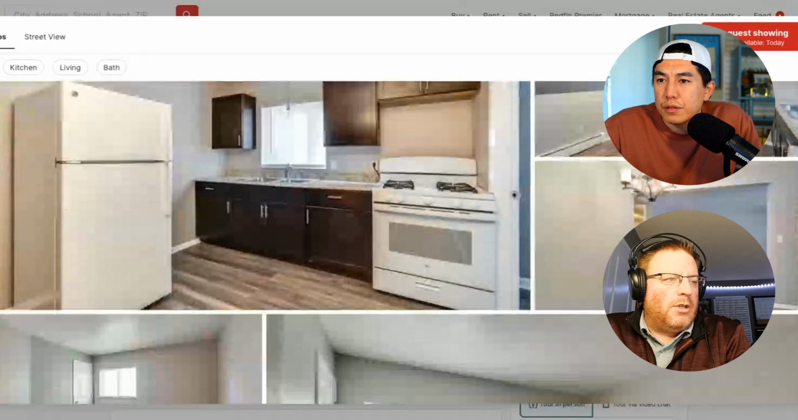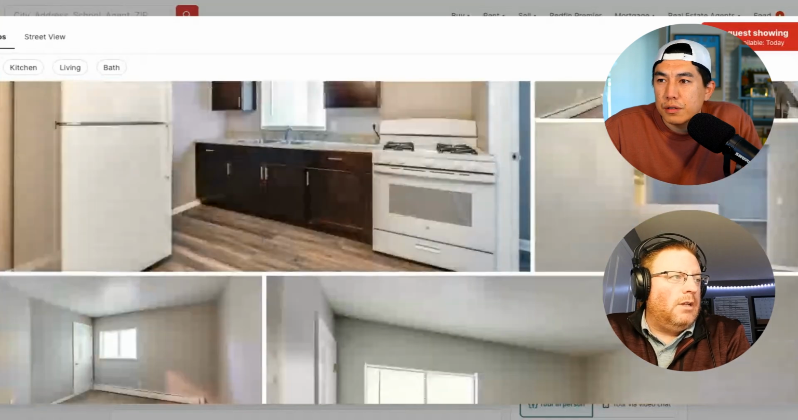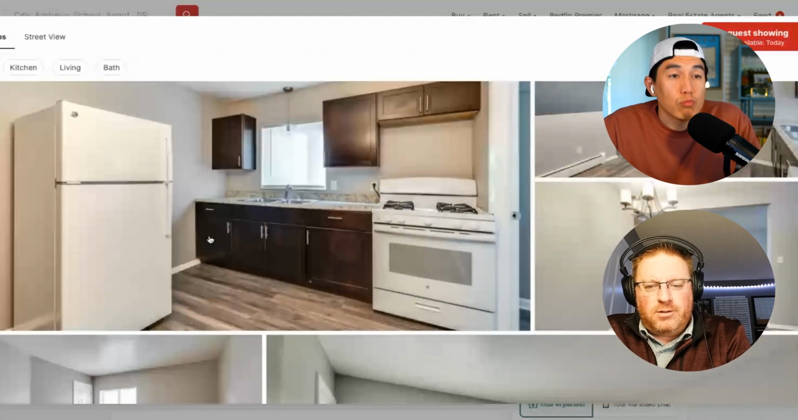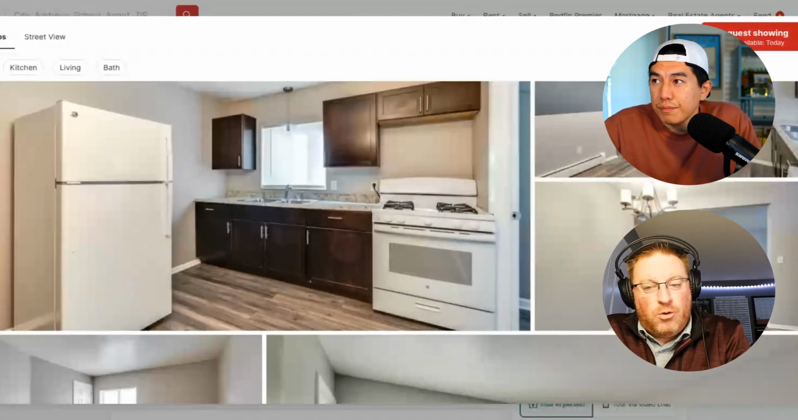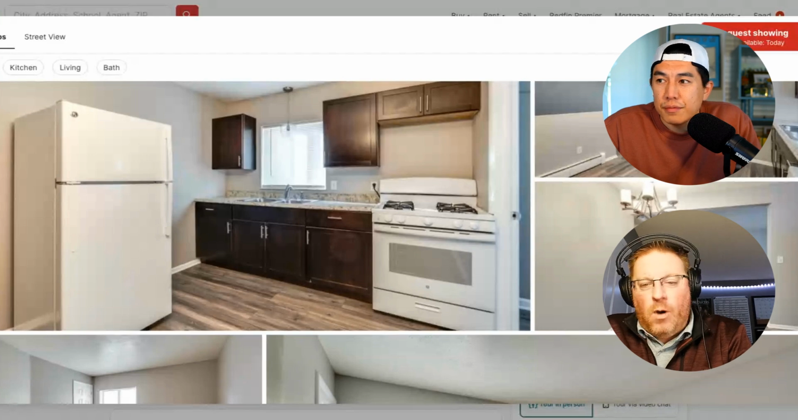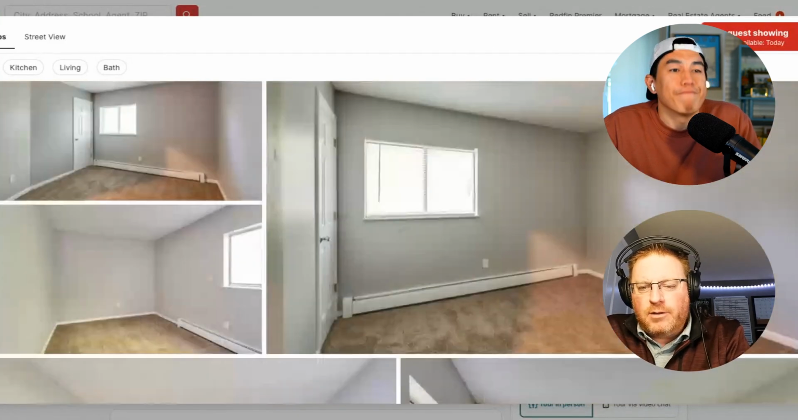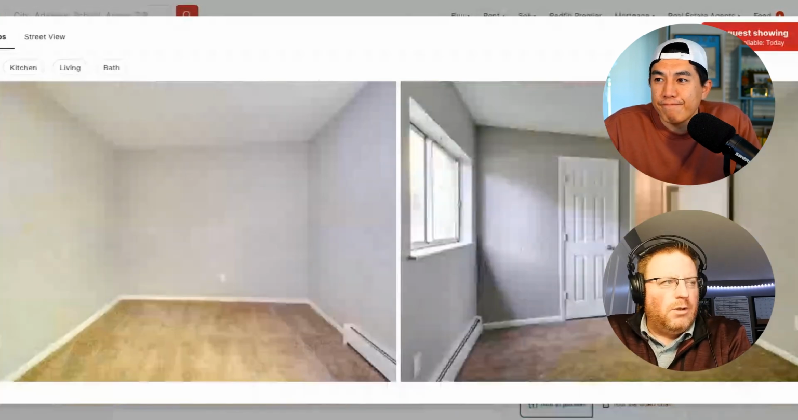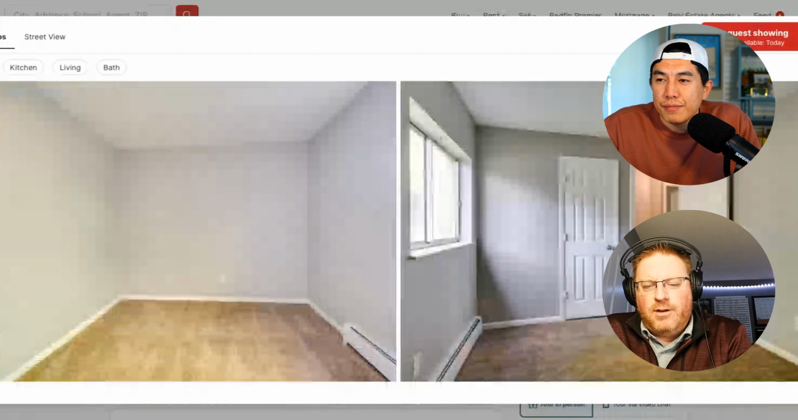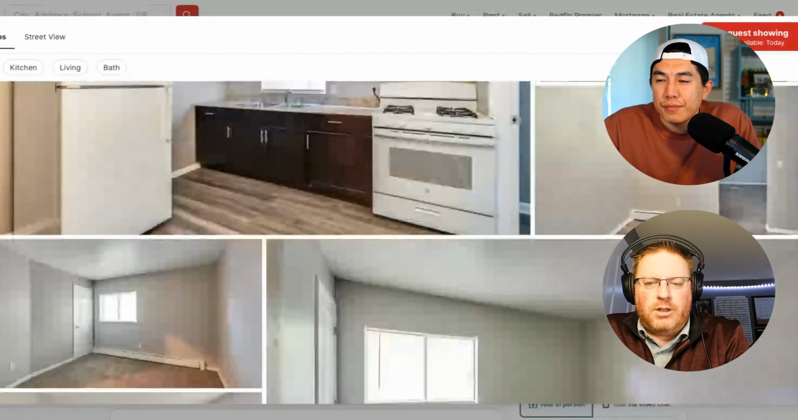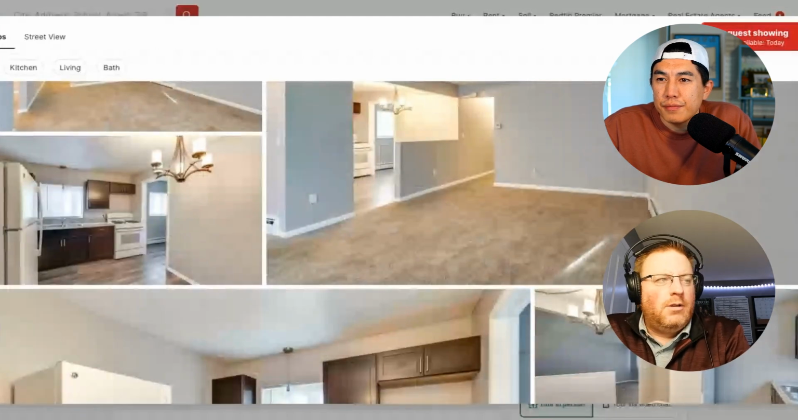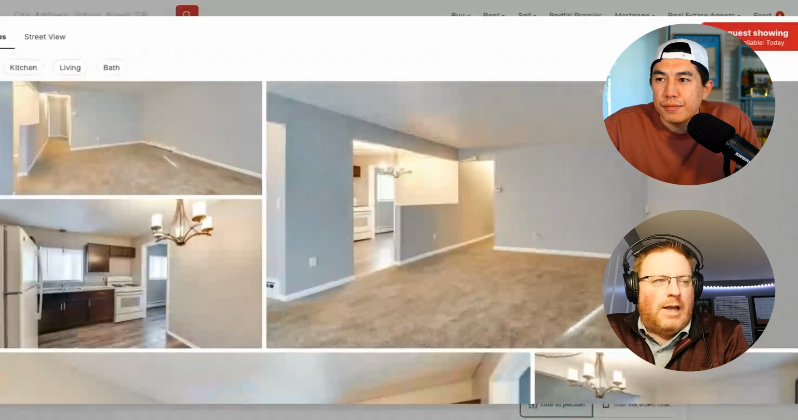The other thing I do like about this property is that it was built in 1973, which is new for Cleveland. And why is that important? This property won't have any knob and tube wiring in it. It'll have modern plumbing. So it won't have a lot of the defects that we run into in the really old properties. So that's always good. Those are some positives.